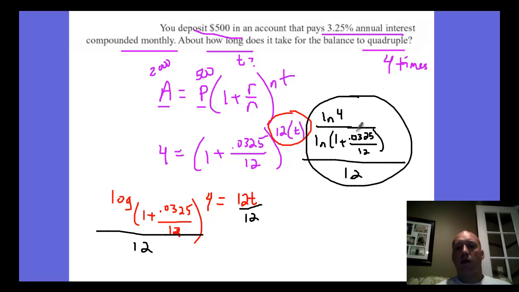Try plugging it in. I don't have my calculator on me. You can give that a shot and see what the time is. That's how you plug it in.